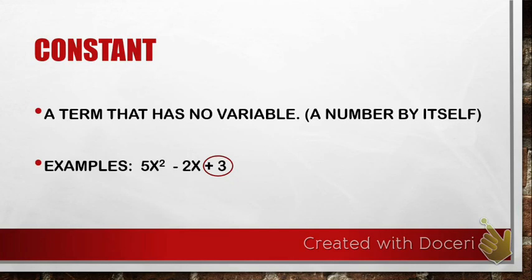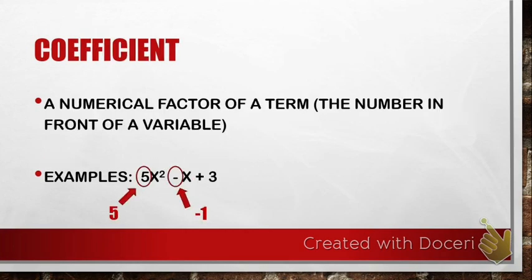A constant is a number by itself, a term that has no variable. And then coefficients: a number factor of a term, the number in front of a variable. So 5 would be the coefficient for x squared, -1 would be the coefficient for x. There is no coefficient in 3. 3 is a constant.